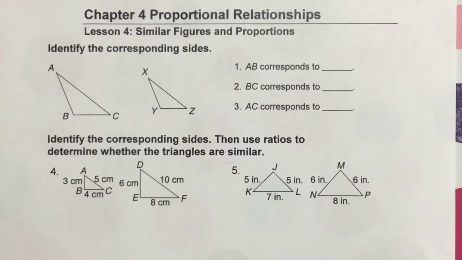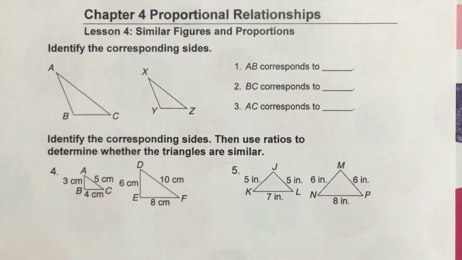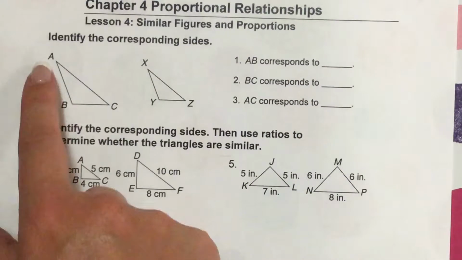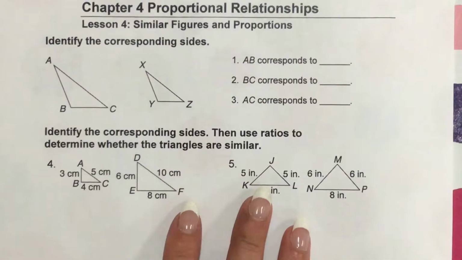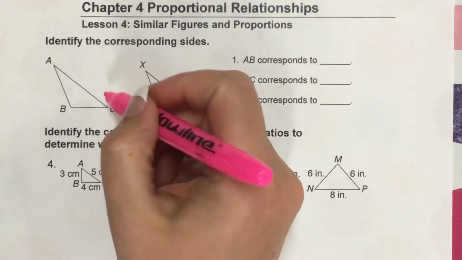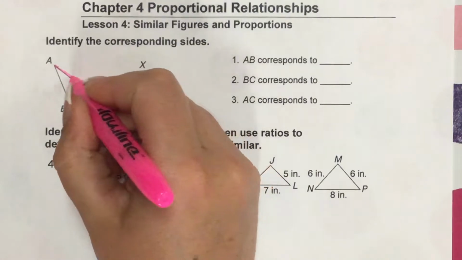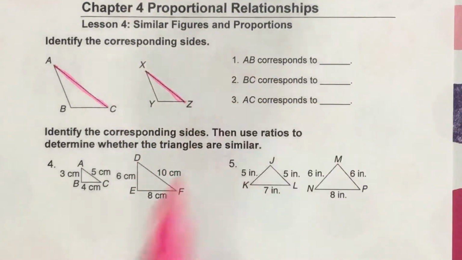So the first thing they're asking us to do in this guided practice is just to determine which side corresponds with the other side. So if we look at 1, it says AB corresponds to, so here's side length AB, and it wants to know what side does it correspond to over here. Whenever I'm doing this, I think it's easier to look at the biggest side first. So the biggest side is right here, right? The biggest side on this triangle is here, and the biggest side on this triangle is here. So we know that those correspond with each other.